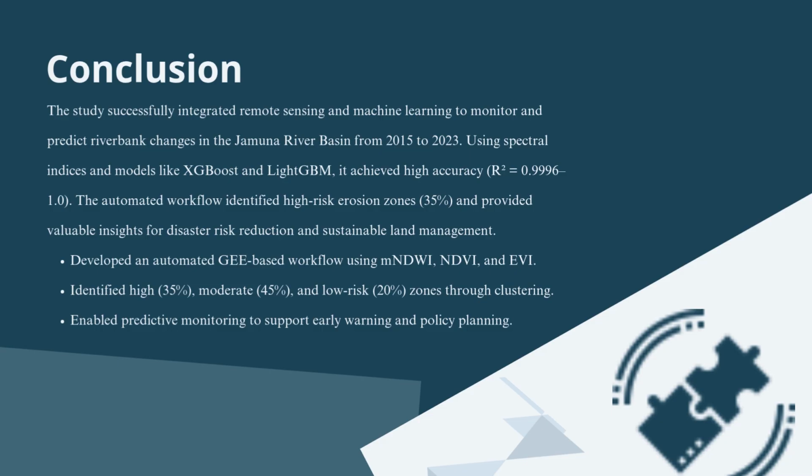In conclusion, our study successfully integrated remote sensing and machine learning to monitor and predict riverbank erosion in the Jamuna River Basin. This workflow identified 35% high risk zones, 45% moderate risk, and 20% low risk zones, providing a robust framework for disaster preparedness and scalability.